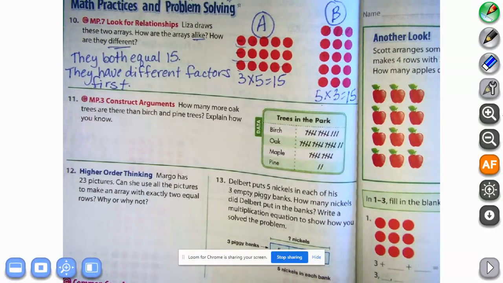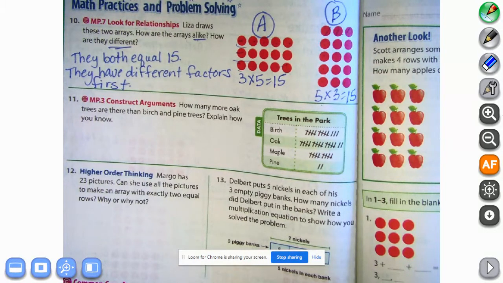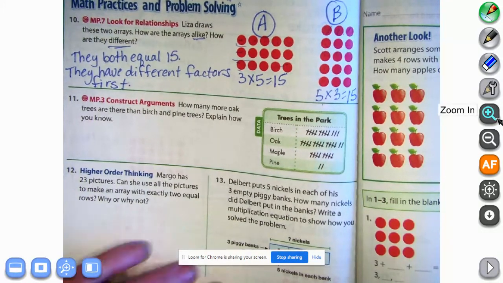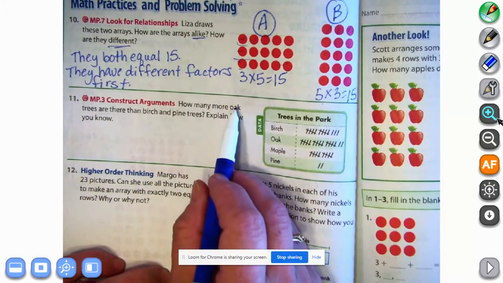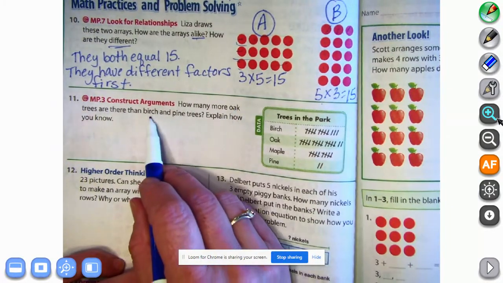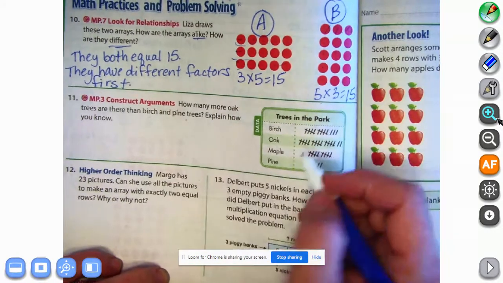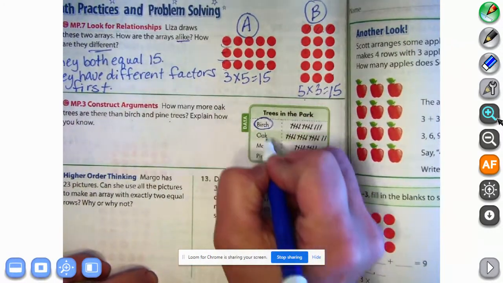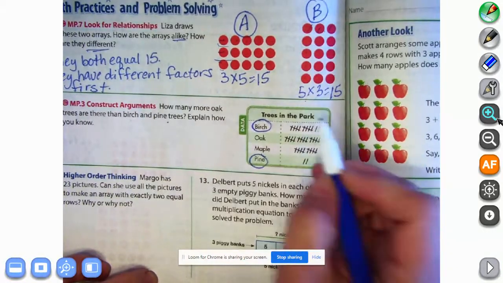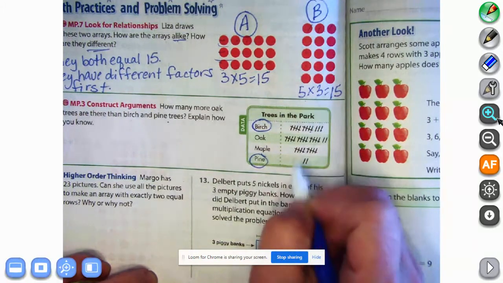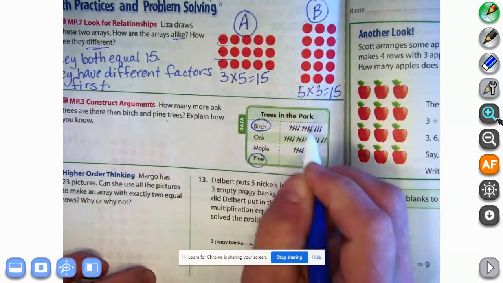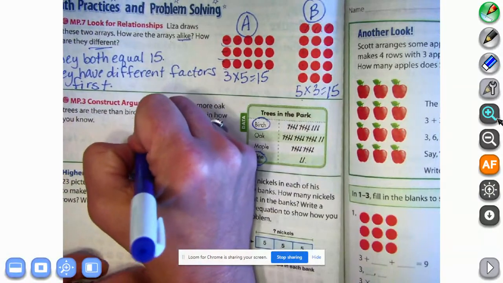Number 11. So please pause if you need to get that written down. Number 11. How many more oak trees are there than birch and pine trees? Explain how you know. Okay. So first we have to figure out how many birch and pine trees, because oak has a lot, and we're going to see how much more than both of these combined. So looking at birch and pine. Okay. So we have 5, 10, 11, 12, 13, plus 2 more, 14, 15. So there's 15 of those.